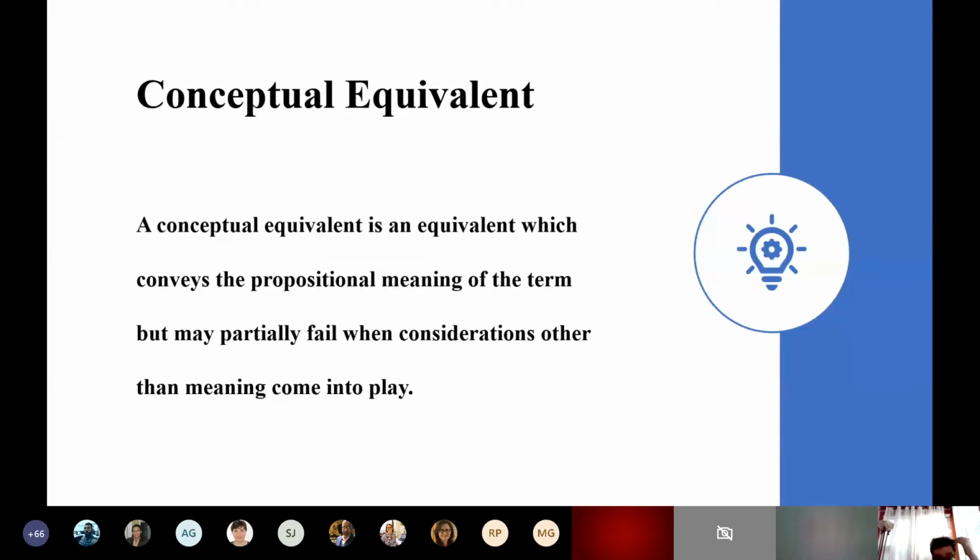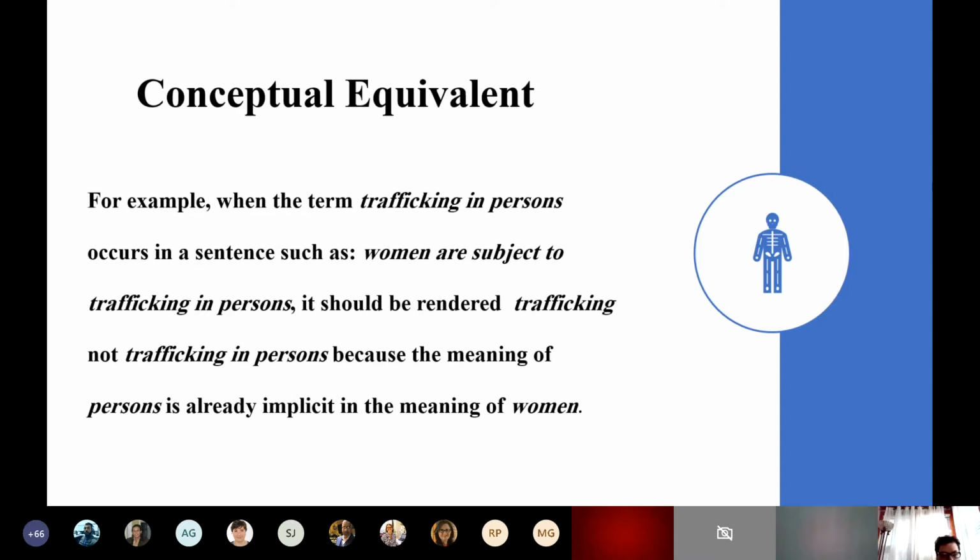A conceptual equivalent is an equivalent which conveys the propositional meaning, which is the basic meaning of the term, but may partially fail when considerations other than meaning come into play. For example, we have the term trafficking in persons. Suppose we have a sentence like, women are subject to trafficking in persons. The conceptual equivalent cannot be used here because the meaning of person is already implicit in the meaning of women.